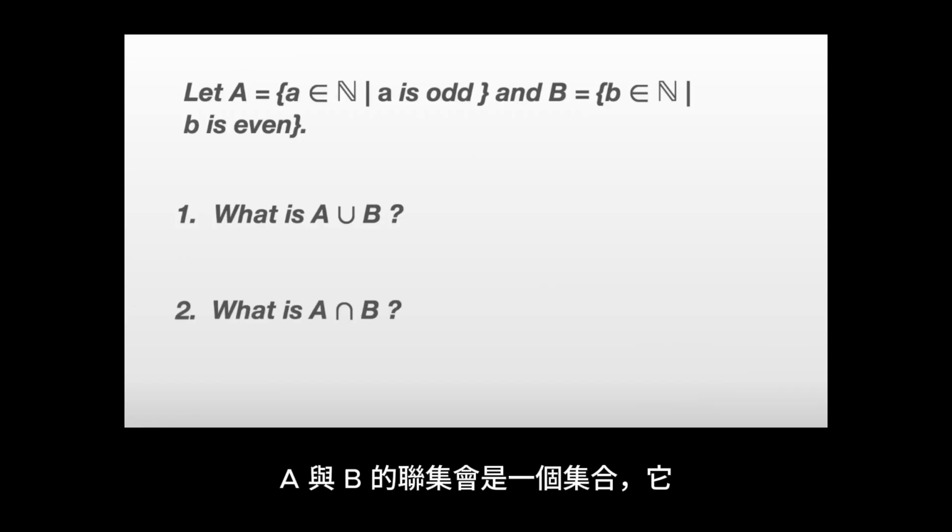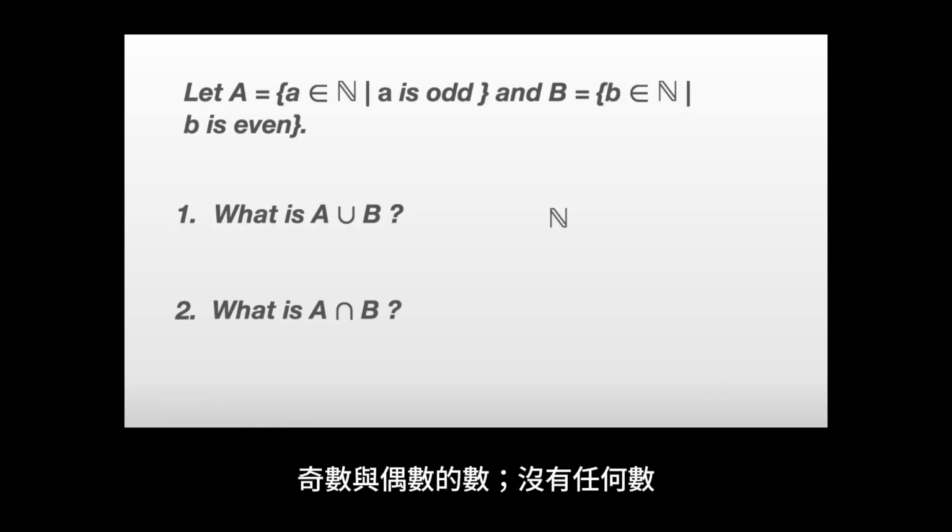The union of A and B will be a set that contains all the odd numbers and all the even numbers, which is the set of all natural numbers. The intersection of A and B would contain only numbers that are both odd and even. There aren't any numbers which fit this criterion, and so the intersection of A and B is just the empty set.